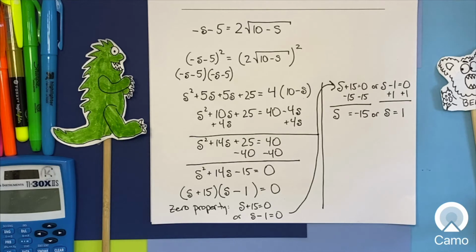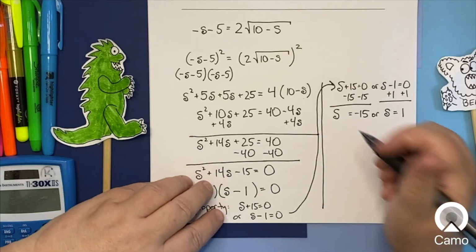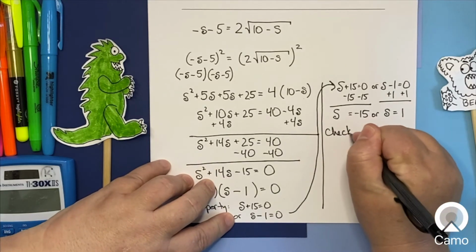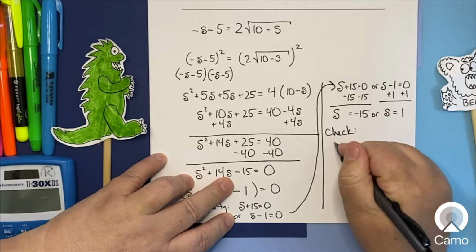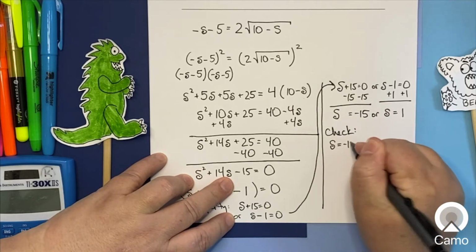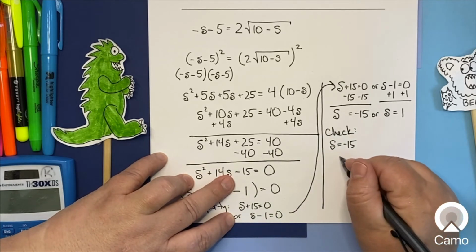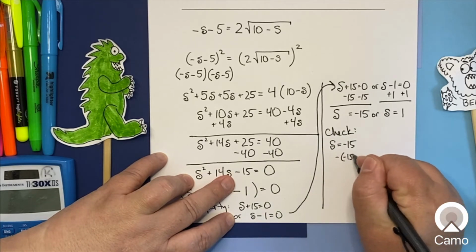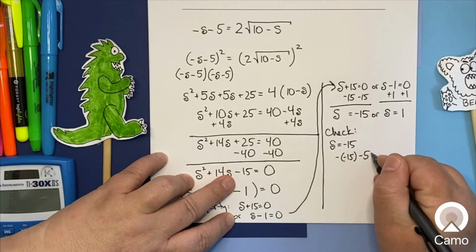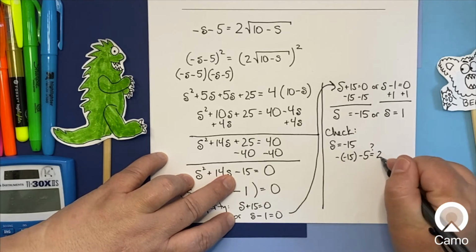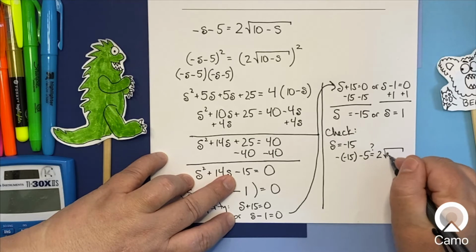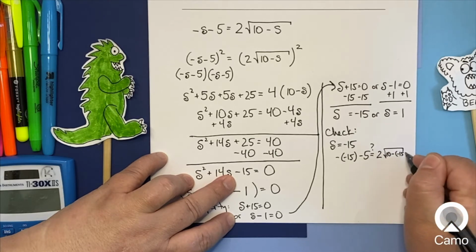So we may be creating some solutions, so we should always check. Let's check. I'm going to try s equals negative 15. I'd probably start with 1 just because it would be easier. So I'm going to get the opposite of negative 15 minus 5. Does that equal 2 times radical 10 minus a negative 15?